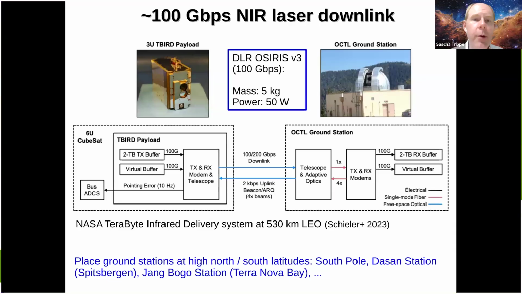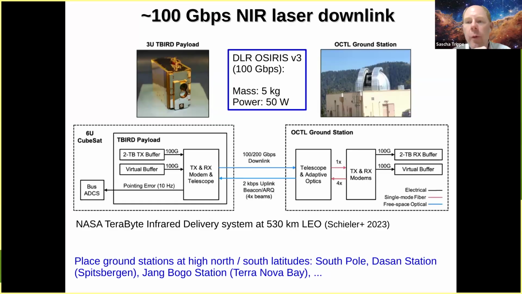And luckily, with current systems, some of them having been tested in orbit already, for example the NASA TBIRD mission, we know that streaming data from low Earth orbit to the ground by laser communication is possible at rates up to about 100 gigabits per second. Using near-infrared lasers, which are relatively insensitive to actual weather conditions around the ground station.